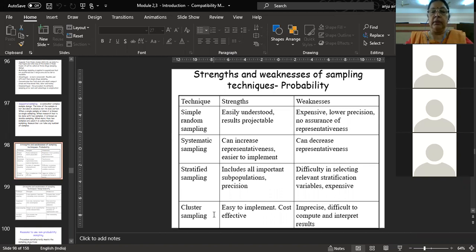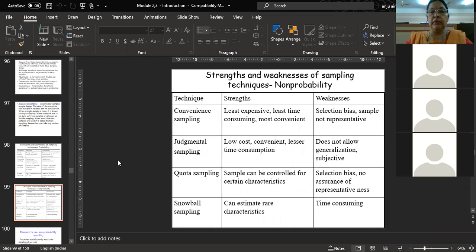Cluster sampling. The strength of this sampling technique is that it's easy to implement. Cost-wise, also it is effective. The weakness is sometimes you may not get a precise sample. Your sample may be imprecise. It may not be an accurate sample. So you will not get accurate results from doing a study on such a sample. So that is the weakness of cluster sampling.